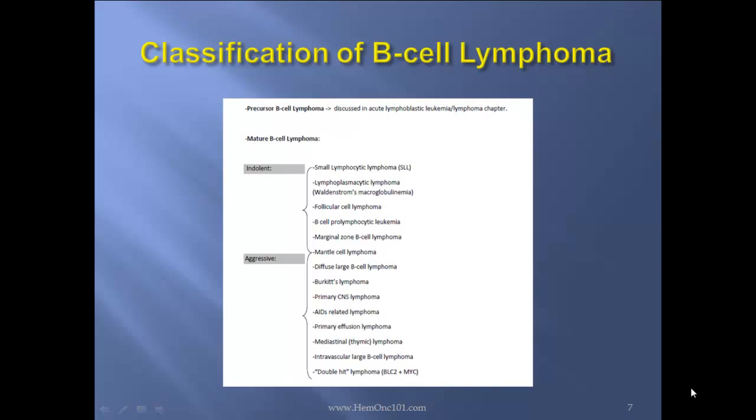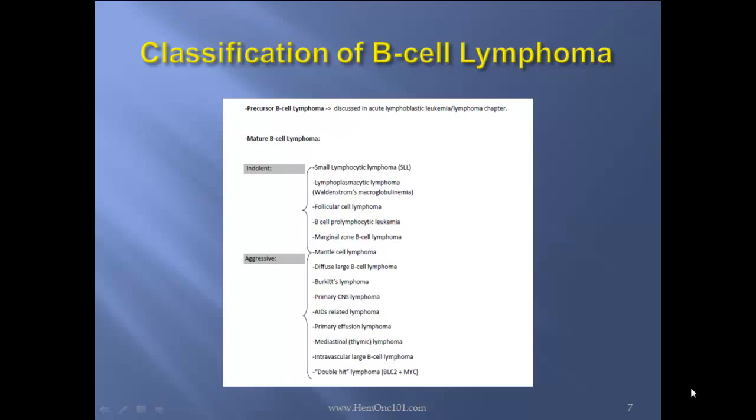Classification of B cell lymphomas. Precursor B cell lymphomas are discussed in the ALL chapter. Here, let's discuss the mature B cell lymphomas. They're classified into the indolent and aggressive. The indolent include the small lymphocytic lymphoma, SLL, lymphoplasmacytic lymphoma, where Waldenstrom is a case of IgM, follicular cell lymphoma, B cell prolymphocytic leukemia, marginal zone B cell lymphoma, and mantle cell lymphoma.